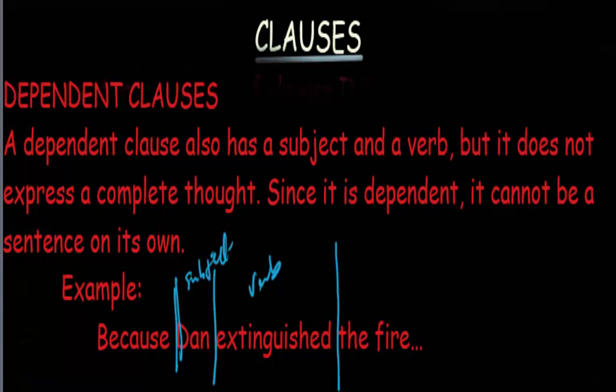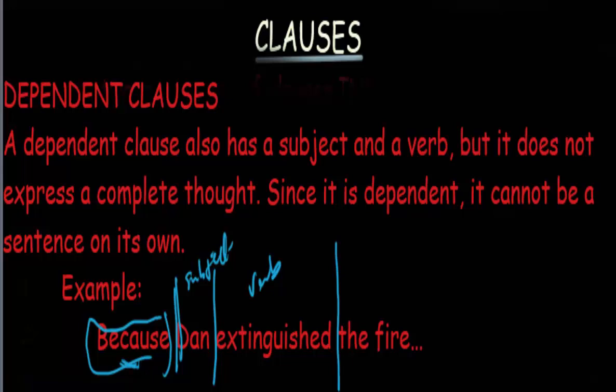This concept of a complete thought can be confusing sometimes. So if we have Dan as the subject, and extinguished still remains the verb, then what makes this statement different from the example we gave earlier on? And of course, you know that there is a marker. There is a word before the statement: because. So because is a marker. It is what? A dependent marker that comes before it.